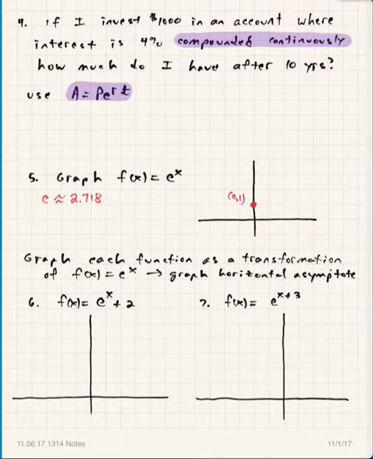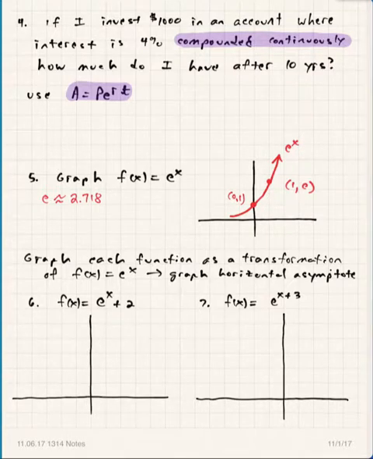So e to the x goes through (0, 1), and then when x is 1, y would be e. So you get the point (1, e), which is about 2.7. And you have this growth curve. Right? And so that is the graph for the function e to the x. I definitely want you to know that graph.